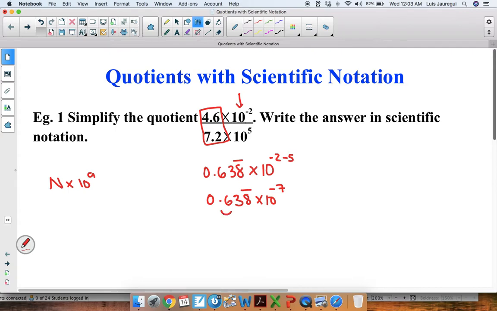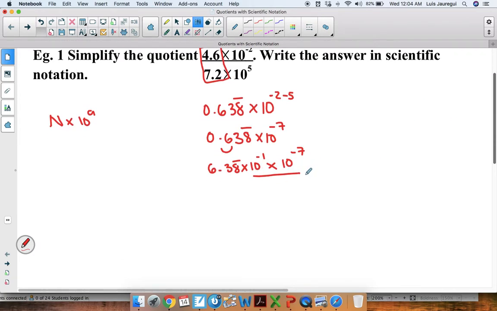So we're going to move the decimal point once, and notice you end up with 6.38 bar times 10 to the negative 1 times 10 to the negative 7. One more time, using the properties of exponents, since we have factors that involve the same base, we keep the base and, in this case, add the exponents. So we end up with 6.38 with the bar on the 8 times 10 to the negative 1 plus negative 7. So you get 6.38 times 10 to the negative 8, because we are adding two numbers with the same sign. So we add the absolute values and then we keep the negative sign.